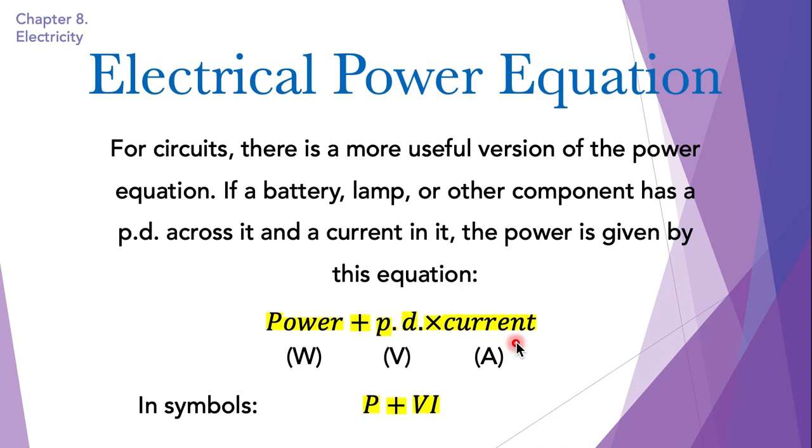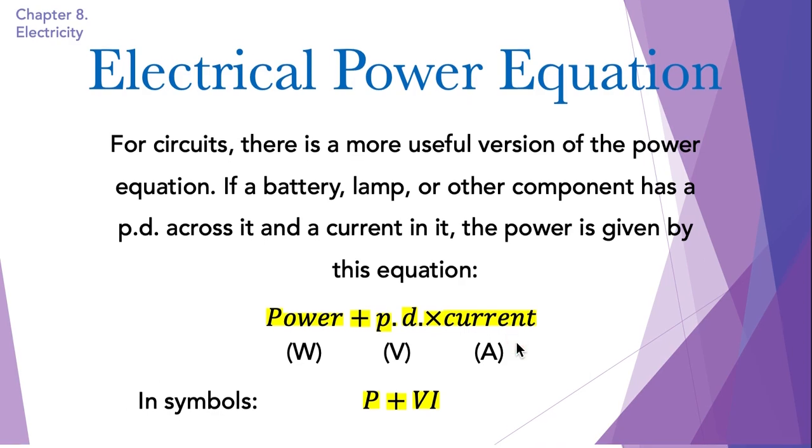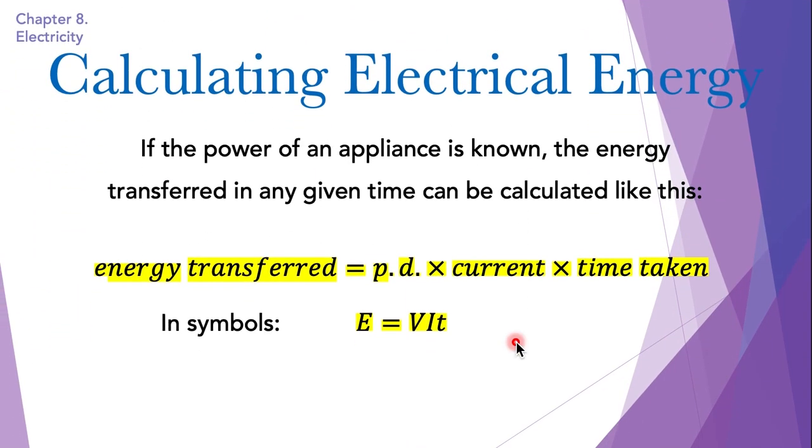Now let's look at how we're going to calculate electrical energy. If the power of an appliance is known, the energy transferred in any given time can be calculated like this. Energy transferred is equal to potential difference multiplied by current multiplied by time taken. In symbols we get E = VIt. This is the equation we use to find the electrical energy transferred.